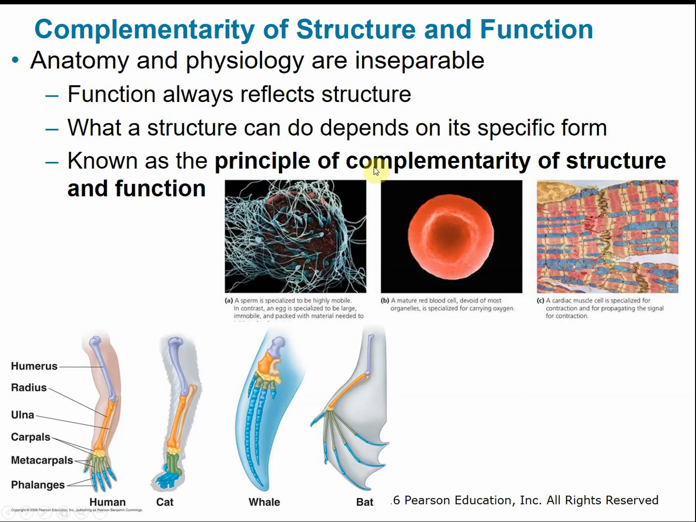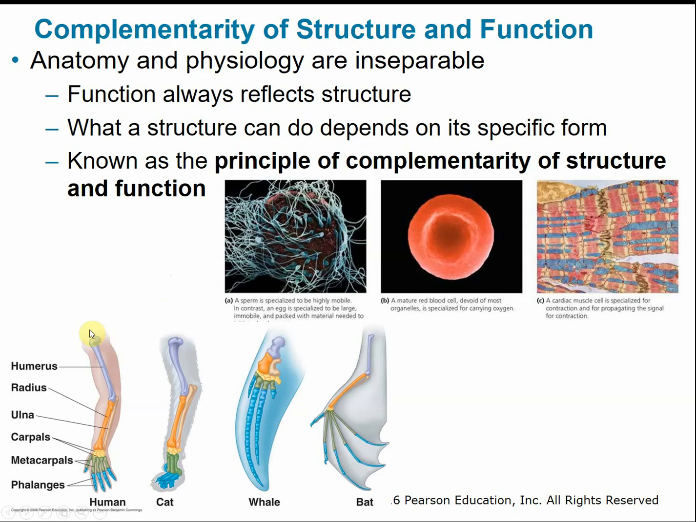So some examples, cellular examples, sperm cells are specialized to be highly mobile. So they have the flagella, so their shape allows them to swim and meet the egg for fertilization. Red blood cells are shaped to make them highly efficient at oxygen transport. And cardiac muscle cells are specialized for contraction and sending those electrical signals between the cells.